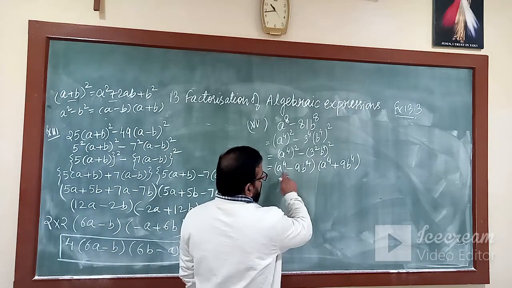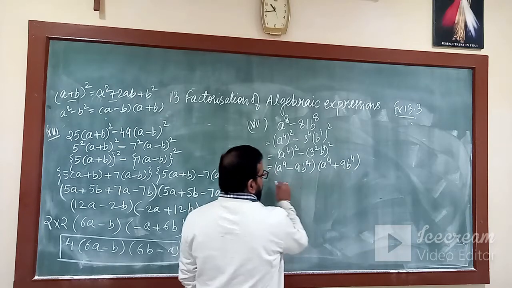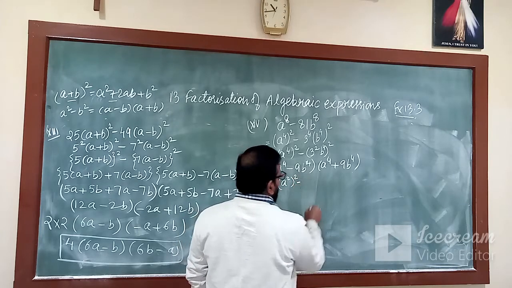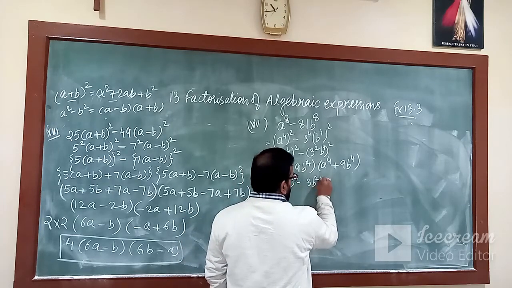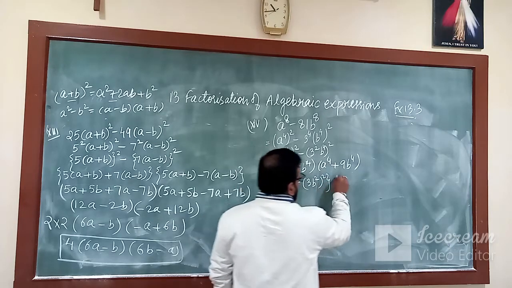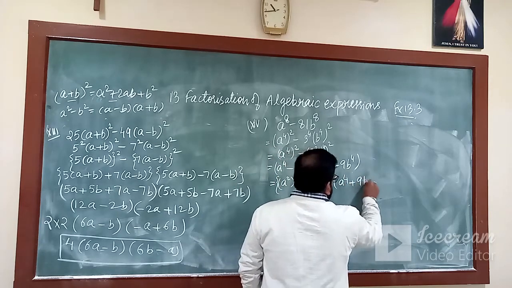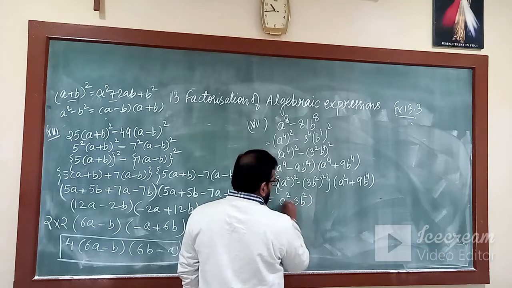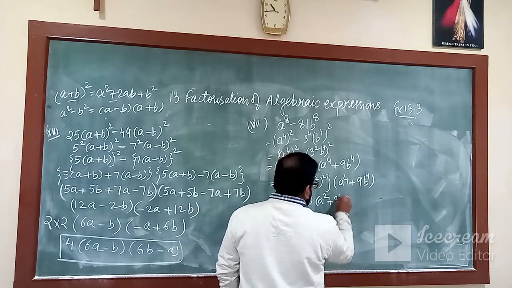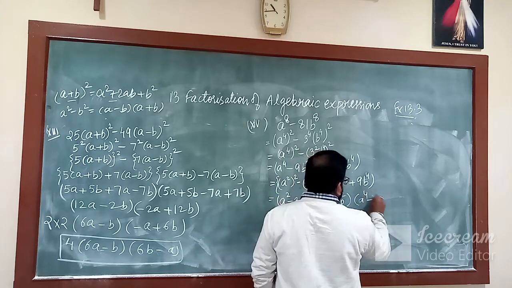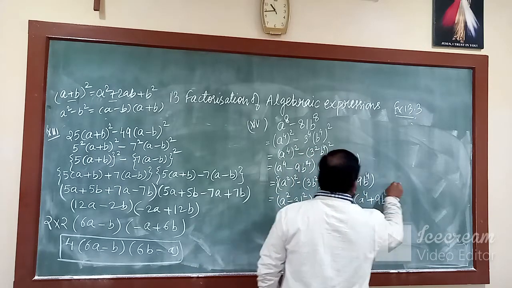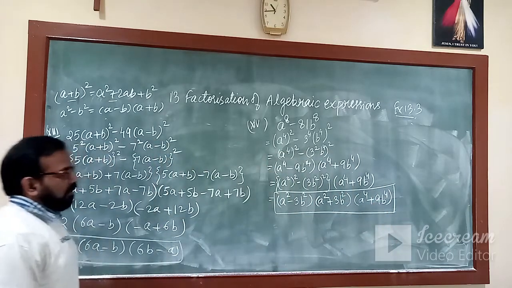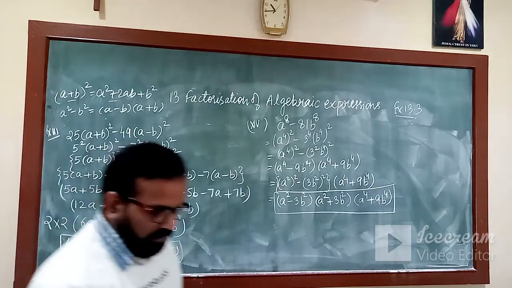Okay, so this we have done. Now this you cannot factorize, but see, this can again be factorized. This can be written as (a square) whole square, and this can be written as (3b square) whole square. So finally, what is our answer? a square minus 3b square, a square plus 3b square, and a to the power 4 plus 9b to the power 4. Okay, so in this manner you can solve this question.